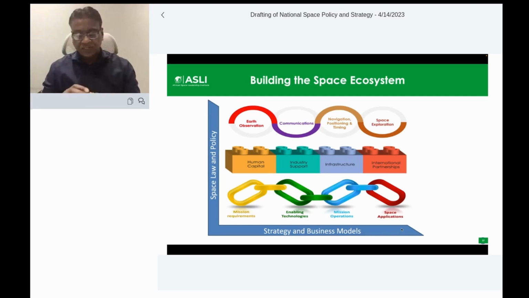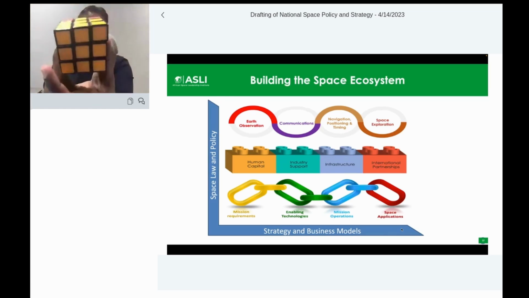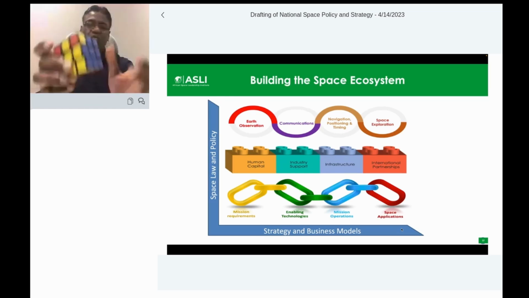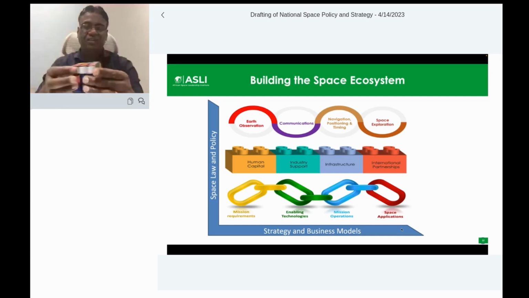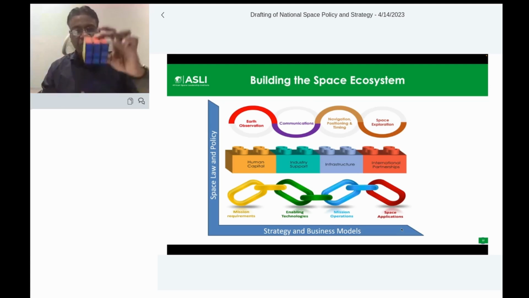So let me see if I can do that quickly. And what actually happened is when I did that, one side solved itself. And now I've got to solve just one side that's left. Okay. There we go. So it is solved.